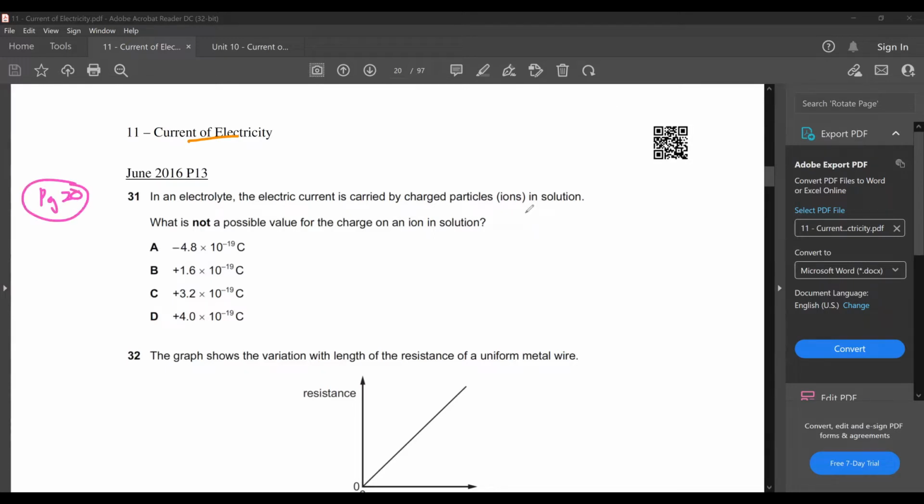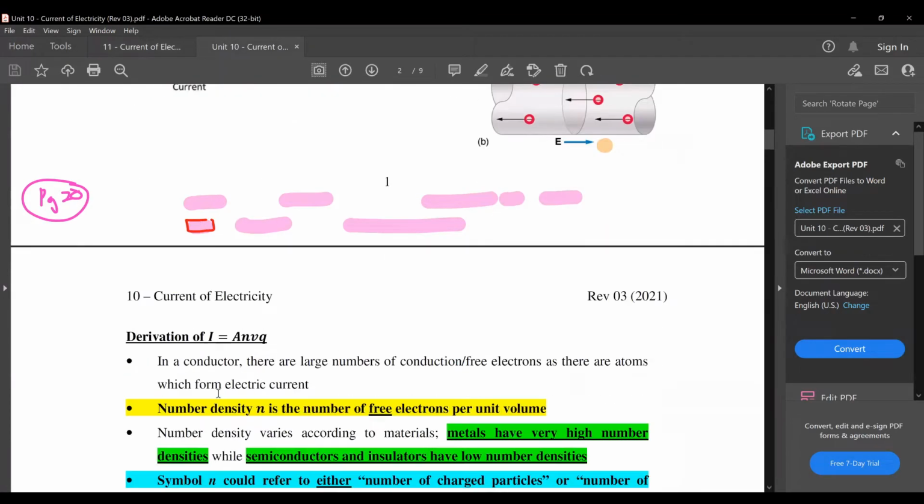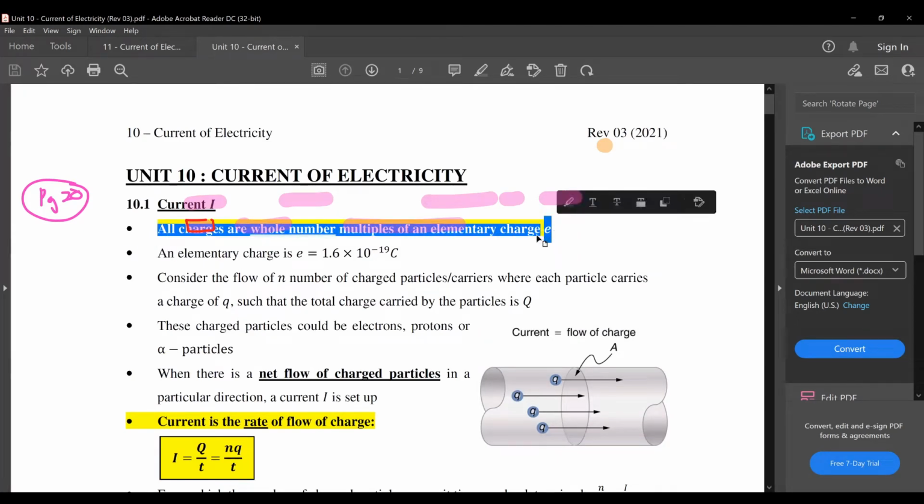Okay, now in an electrolyte, electric current is carried by charged particles or ions in the solution. What is not a possible value for the charge of an ion in the solution? Okay, keyword here, what is not possible? So this one is related to quantization of charge, which I mentioned first thing in the start of the chapter. All right, it was mentioned that all charges must be whole number multiples of an elementary charge.